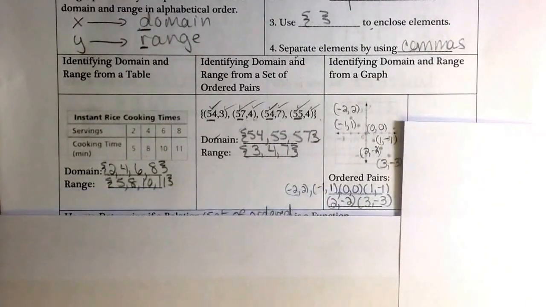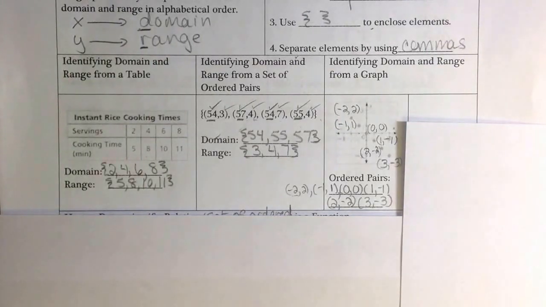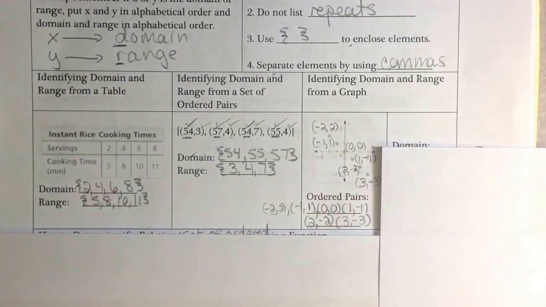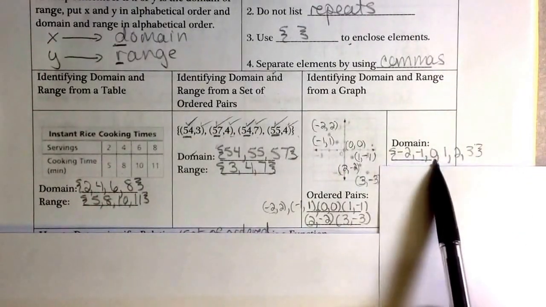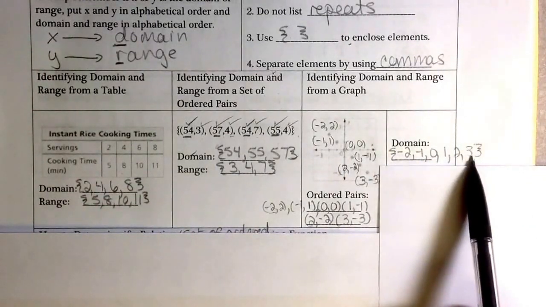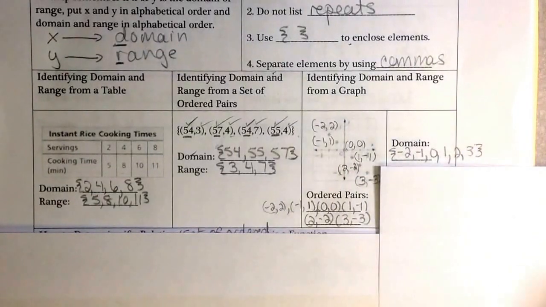And they're all down here for you to see. And what we want to do is list just the x values. So if we read that graph from left to right, we can see that the domain is -2, -1, 0, 1, 2, and 3. And there are no repeats there.